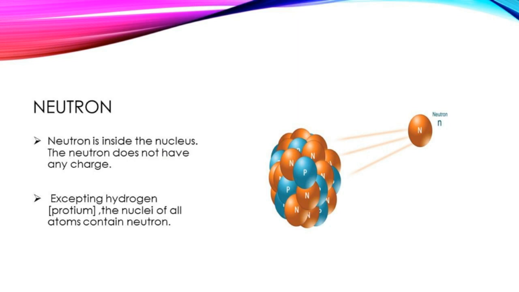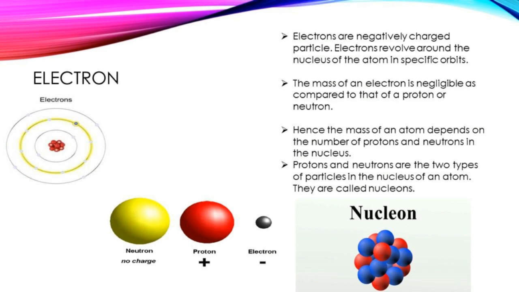Neutron. Neutron is inside the nucleus. The neutron does not have any charge. Excepting hydrogen, that means protium, an isotope of hydrogen, the nuclei of all atoms contain neutrons, because protium has only one proton and one electron.